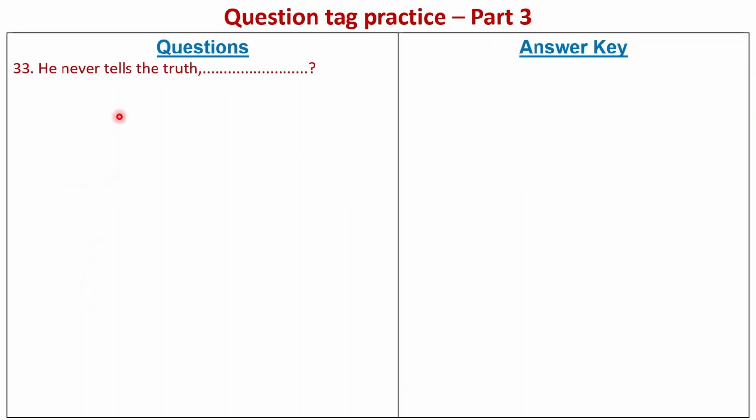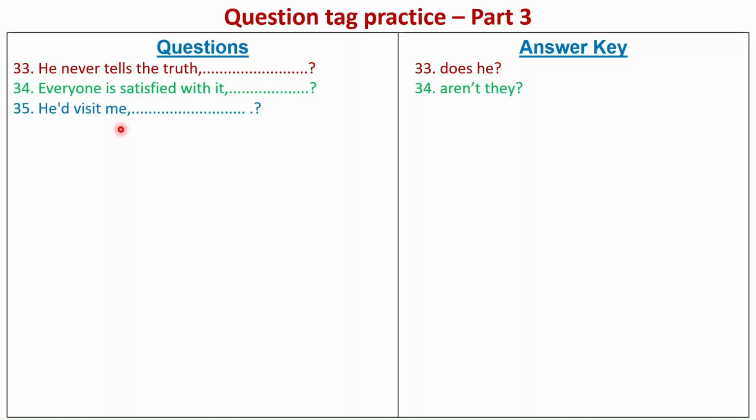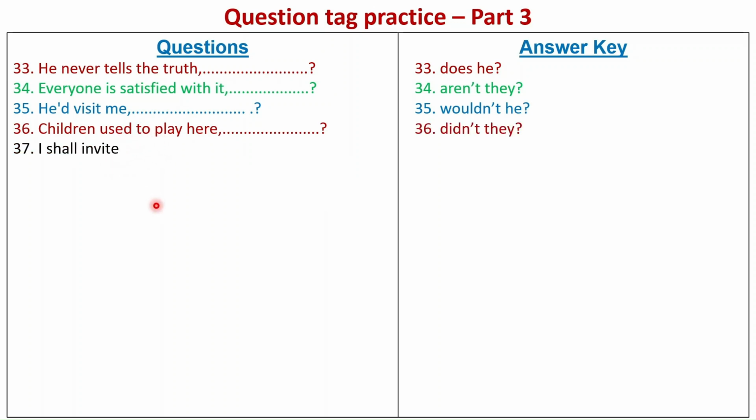He never tells the truth. Negative. He never tells the truth. Does he? Everyone is satisfied with it. Everyone is. Aren't they? Apostrophe D plus V1. Wouldn't he? Children used to play. Used to plus V1. Simple past. Didn't they? Shall. I shall. I shall. Shan't I?